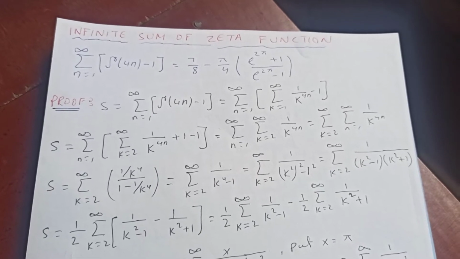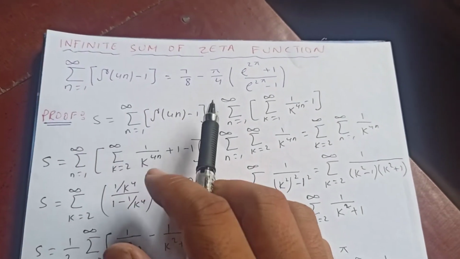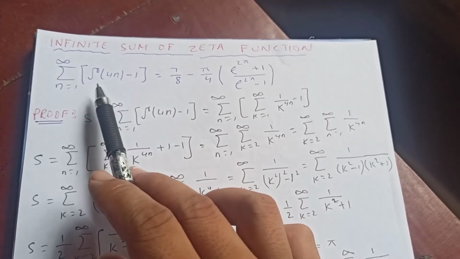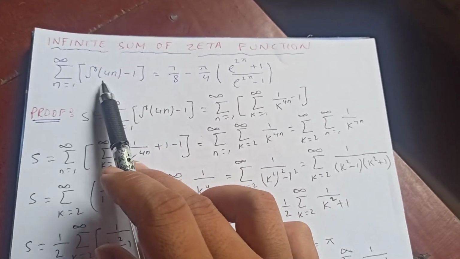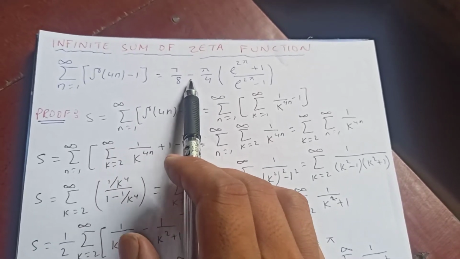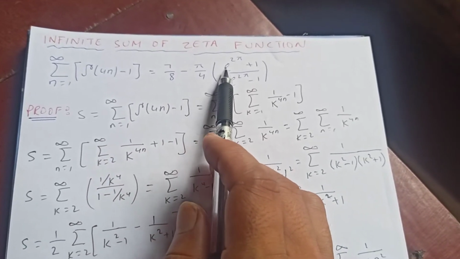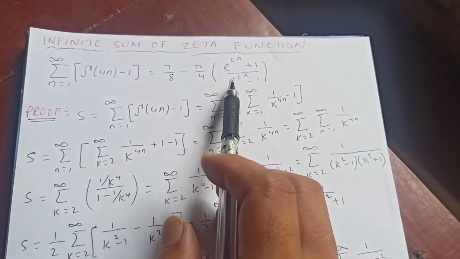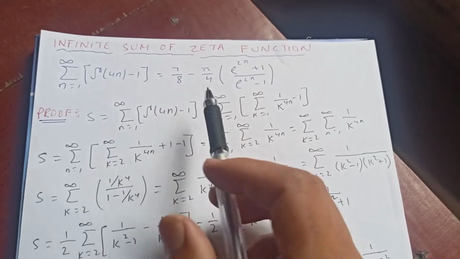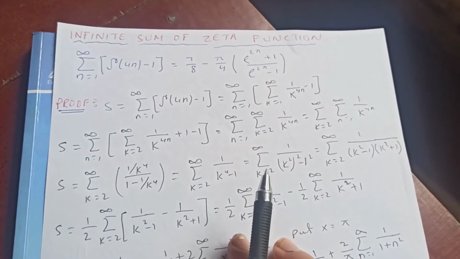Today I would like to show the infinite sum of the zeta function. The Riemann zeta function: the sum from n equal to 1 to infinity of zeta of 4n minus 1 is 7/8 minus pi/4 times (e^(2pi) plus 1) over (e^(2pi) minus 1). Okay, this is what we are trying to prove. So let's get to the proof.